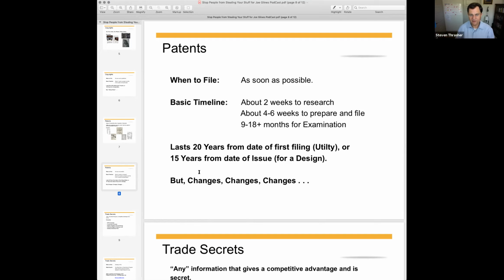How long does a patent last? It's 20 years from the day that you first filed for something. For a design application, rather, it's 15 years from the date that something issues. So it's different.